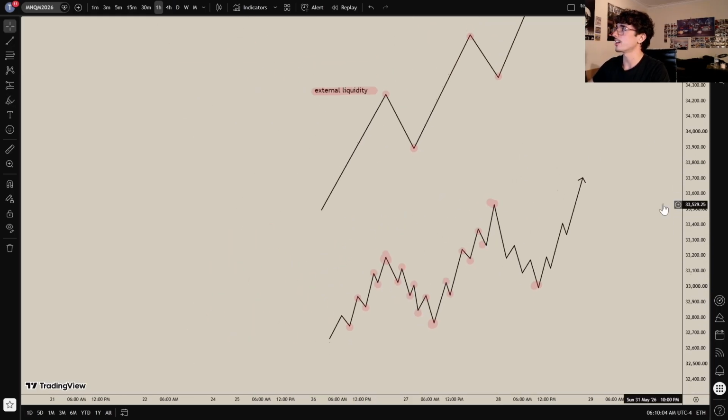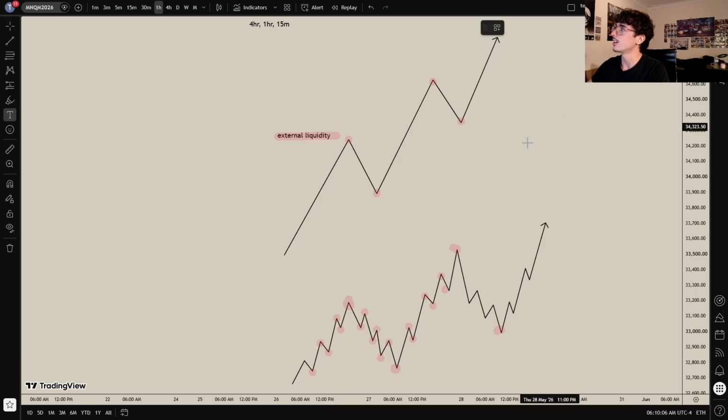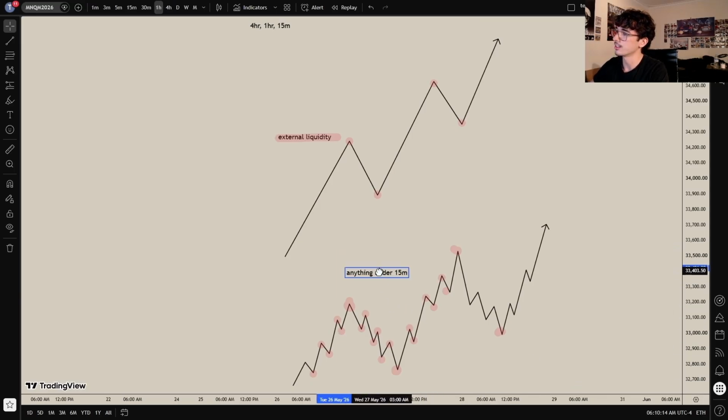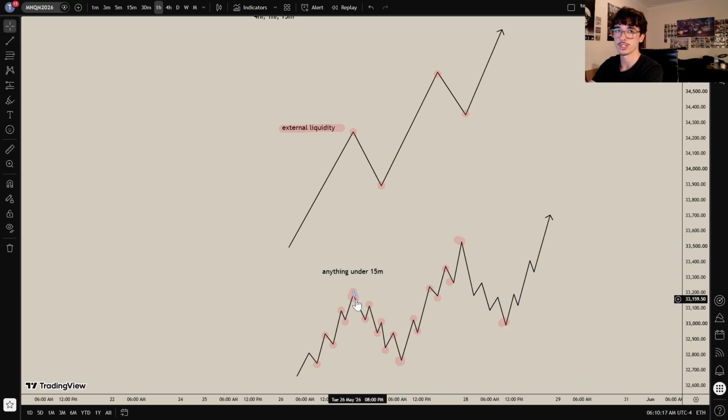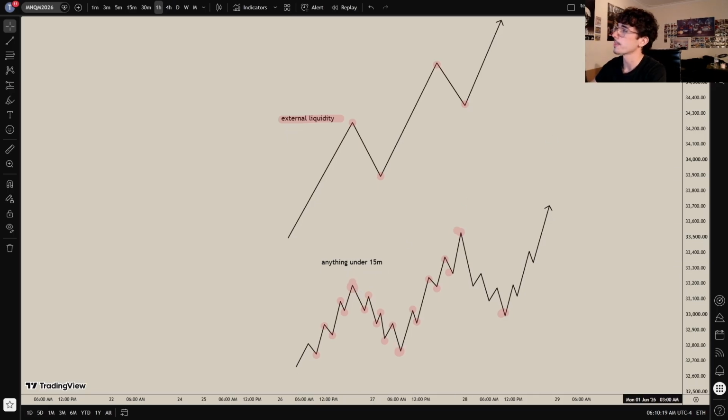And the time frames that I identify internal liquidity are anything under 15 minutes. Anything under 15 minutes where there are swinging positions such as these that you can see, I call these your internal liquidity pools. Different people have different definitions. Some people would say external liquidity is on the daily chart and internal liquidity is on the 1 hour. But for my strategy, what has worked for me is anything under 15 minutes is an internal liquidity pool. Anything over 15 minutes is an external liquidity pool.